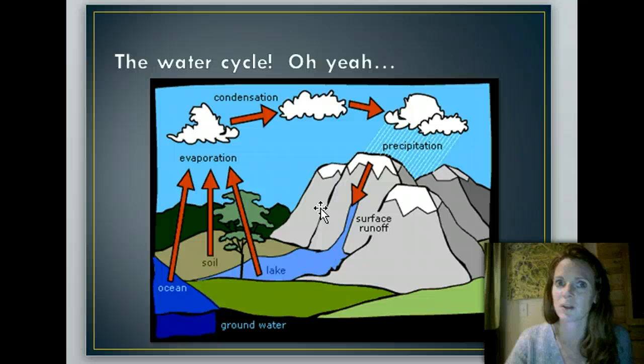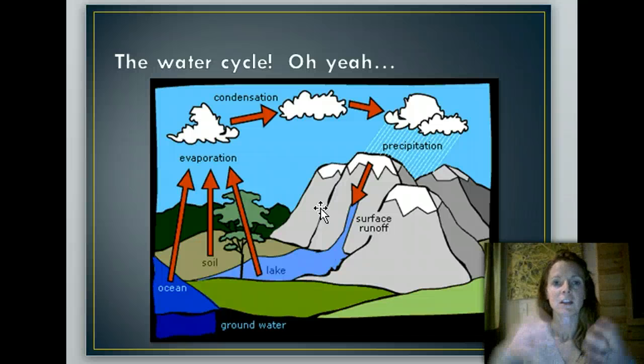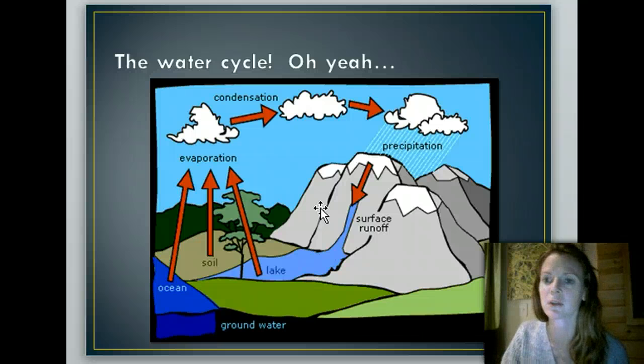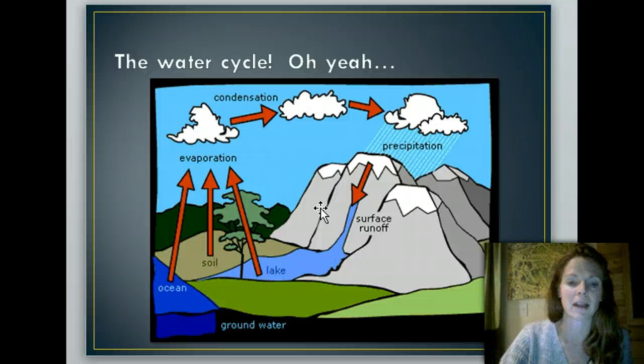And it happens with, like I said, different conditions. However the atmosphere and the environment are will depend on how the water cycle reacts, how quickly it goes through it, and when it happens and all that good stuff, okay?